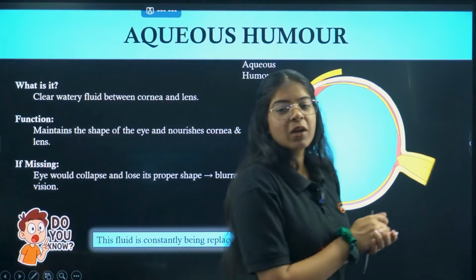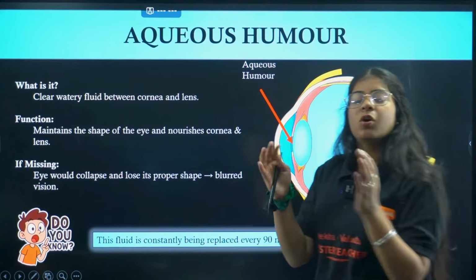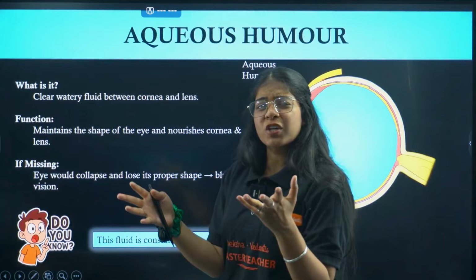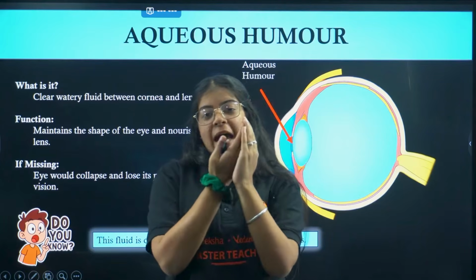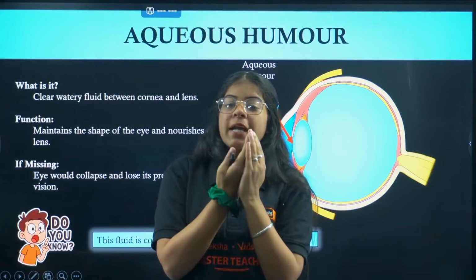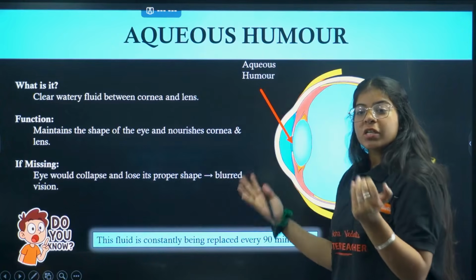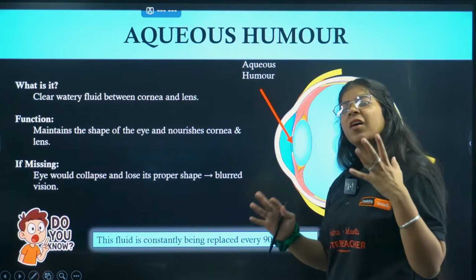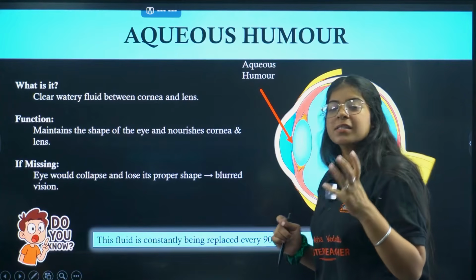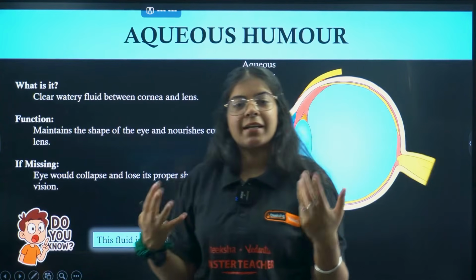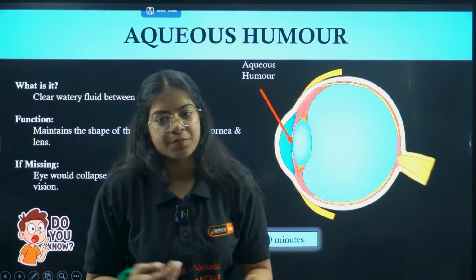If missing, what will happen? Our eyes would collapse because there is so much friction. There is nothing to keep the lens and the cornea intact in shape. So the eyes will collapse, it will lose its shape, and we will have a blurred vision because there is nothing which is keeping the lens intact, keeping the lens nourished.